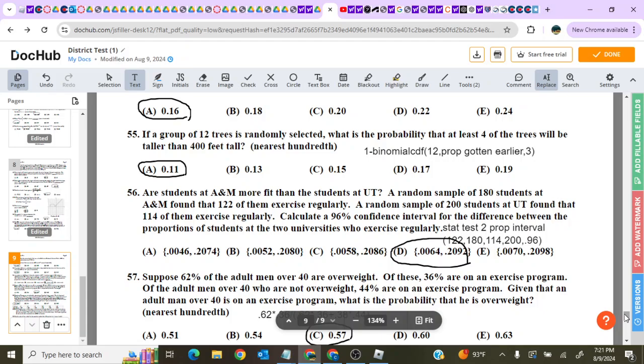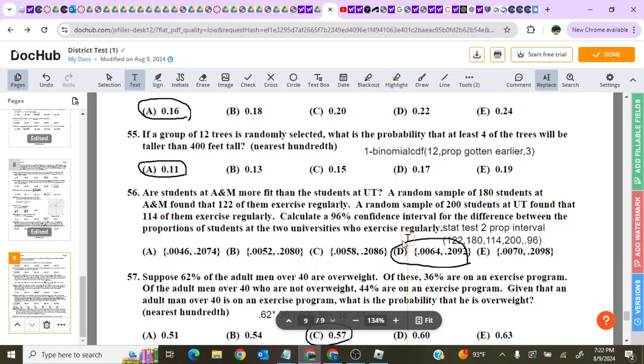This is a two-prop interval if I've ever seen one. There are two groups, and they're based on proportions: what percent of them exercise regularly? So you'll go to STAT, TESTS, and then 2-PropZInt. You have to scroll down a bit to find it.